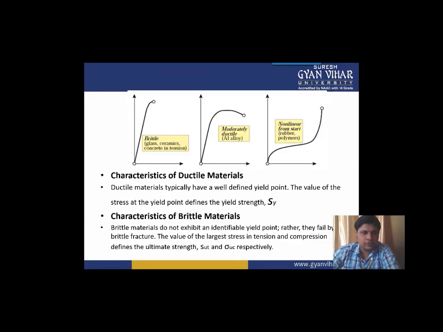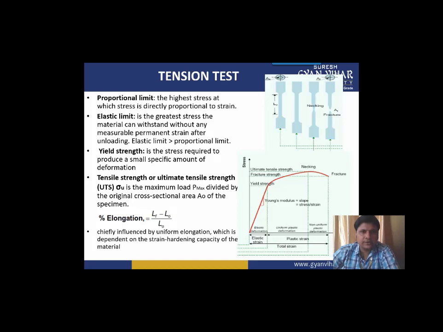So Hooke's law is now understood by you. Beyond that, this stress strain diagram is also understood, and the proportional limit, the elastic limit, the second point, then yield strength, then ultimate tensile strength. One more thing is percentage elongation, which is also asked sometimes. So what is percentage elongation?